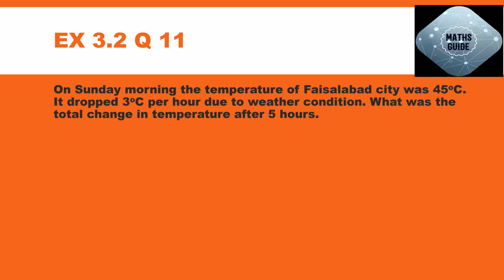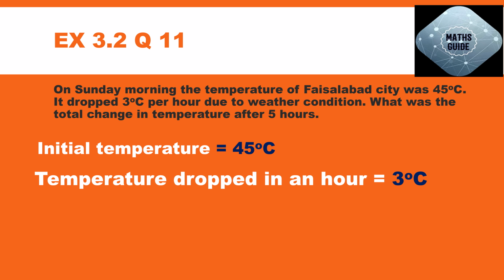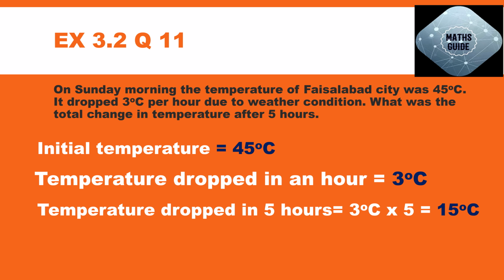This is the last question of this exercise 3.2. On Sunday morning the temperature of Faisalabad city was 45 degrees. It dropped 3 degrees Celsius per hour due to weather conditions. What was the total change in temperature after 5 hours? It means the initial temperature of Faisalabad city is 45 degrees. It is dropping 3 degrees Celsius after each hour. It means after 5 hours the temperature dropped 15 degrees Celsius. We will subtract this 15 degrees Celsius from the initial temperature. It means now the final temperature is 30 degrees Celsius.